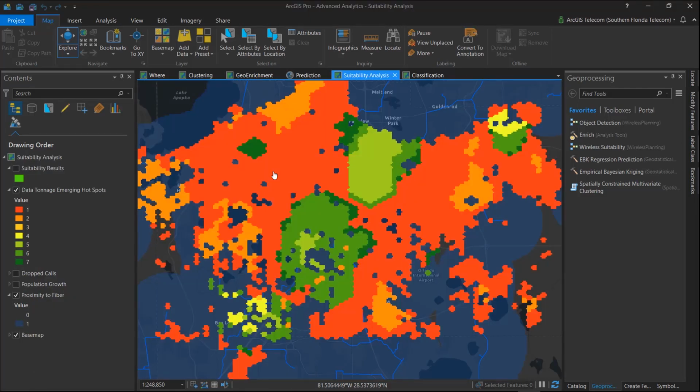Next is suitability analysis, which allows us to locate areas of high suitability for addressing our network issues and forecasts. We do this by ranking our previous analysis results from low to high based on which criteria we want to address the most with a new wireless access point. For example, we have our emerging hotspot analysis results ranked from 1 to 7, with 5, 6, and 7 being the areas we really want to address with our new wireless access point.